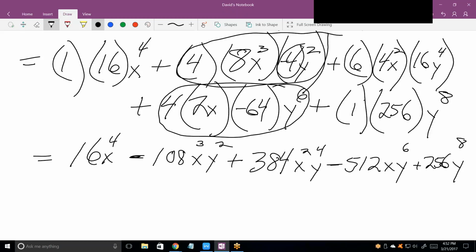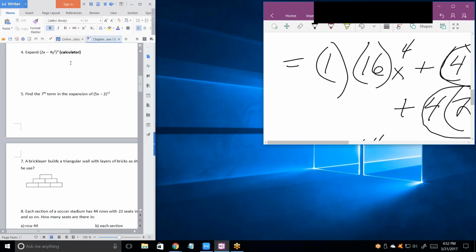Okay? So this answers question 4 or 5, whatever it is. But had they said, what is the coefficient of the third term? That's what it is, 384. And notice that we would not be able to come up with that unless we fully expanded it, or at least expanded it to the first 3 terms. In other words, notice the kind of questions they're asking. Number 4 is expand, well, we just did. We fully expanded it. But number 5 says find the 7th term in this thing.